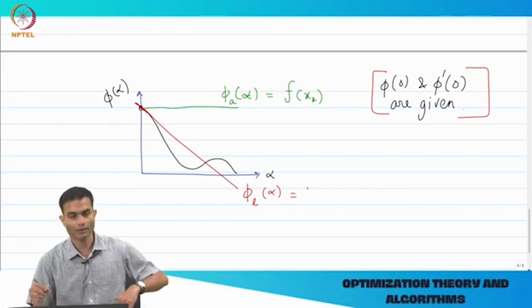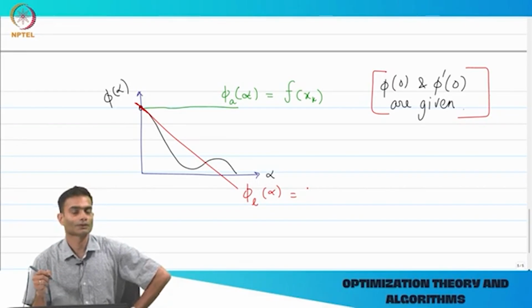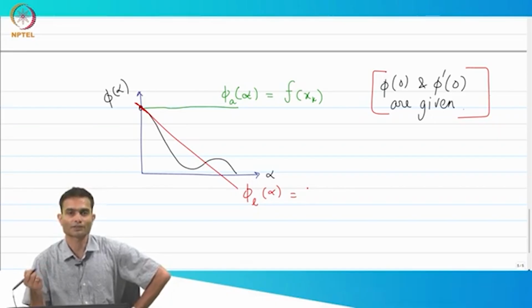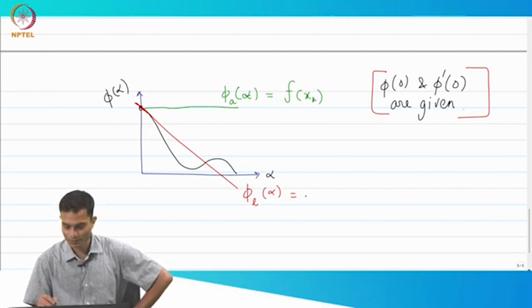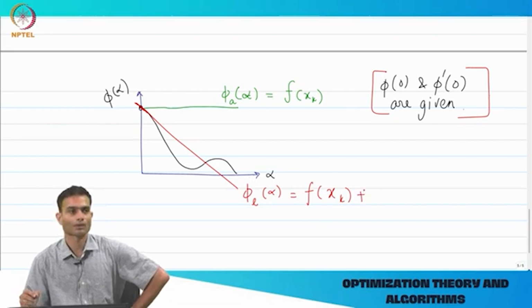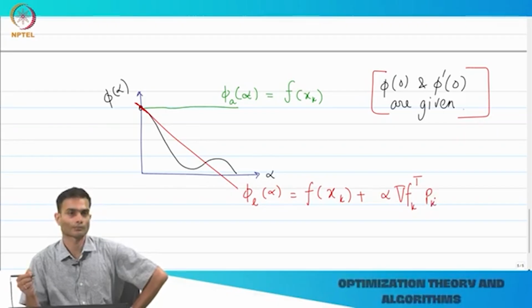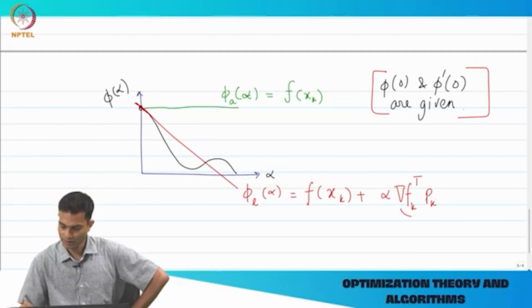What will be the expression for this? Won't we be simply using first order Taylor's theorem? That is essentially what it is, right. So what will it be? F of xk plus alpha times grad fk transpose pk, right.